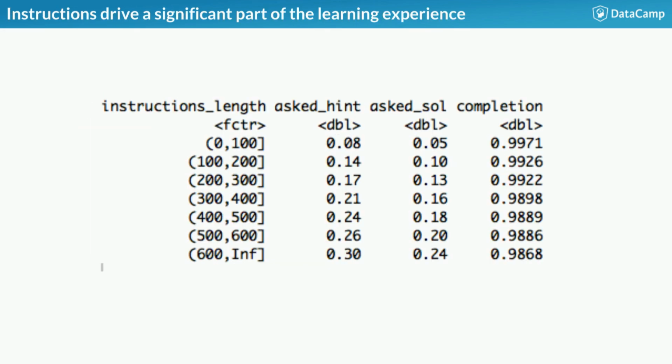So to put that into perspective, the first column is the instruction length in terms of number of characters. So it's from 0 to 100 characters, 100 to 200, and so on. And then let's zoom in on the last column here, the completion rate of that exercise. First of all, these numbers seem really, really high. It's like 99.71% completion rate of people that start the exercise that actually completed.